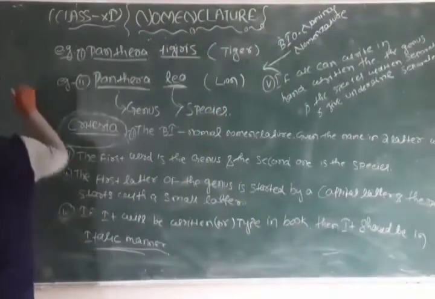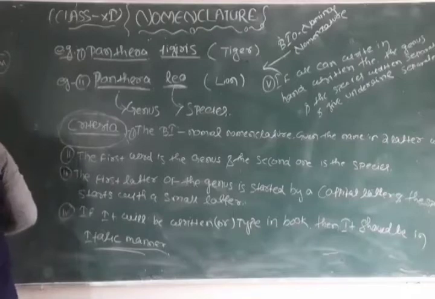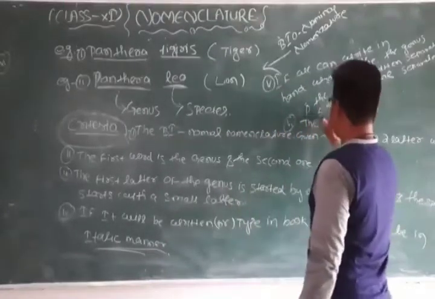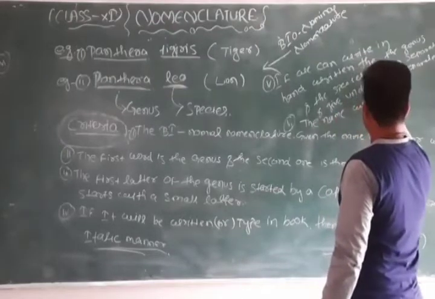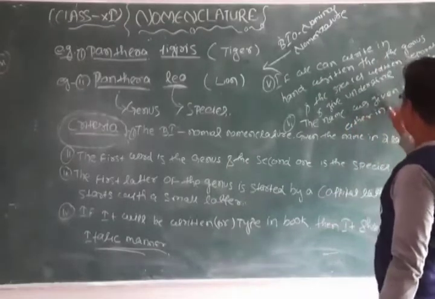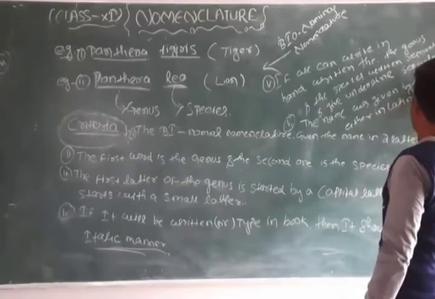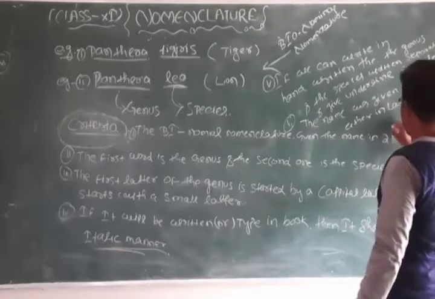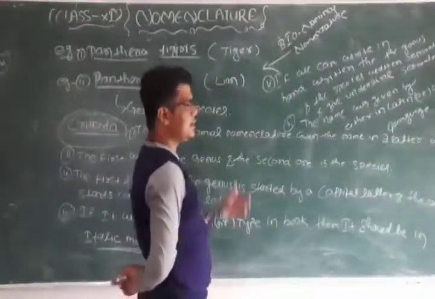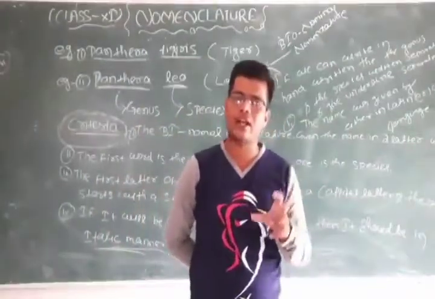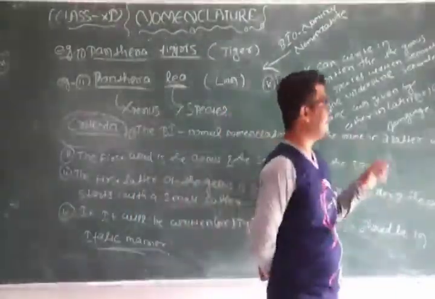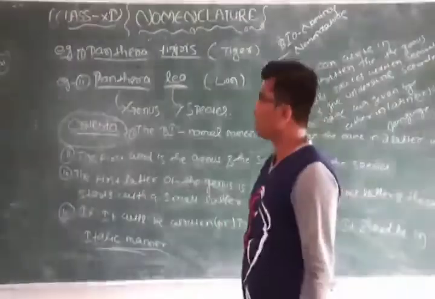The sixth criterion is that the name must be given in either Latin or Greek language. We cannot give the name in different languages of our choice; we should give the name either in Latin or in Greek. So this is all about binomial nomenclature.